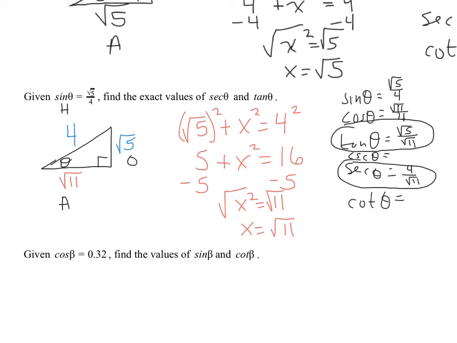I could certainly find cosecant as well. That would be 4 divided by square root of 5. And cotangent would be square root of 11 over square root of 5. But I just really wanted those two in this problem. But finding extra really is never going to hurt you.